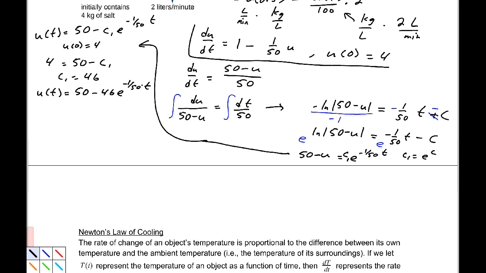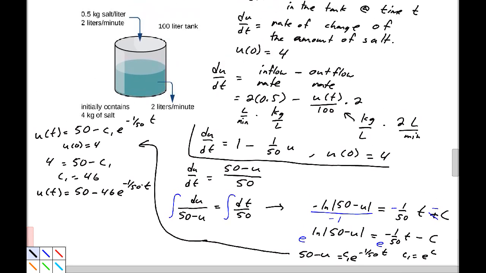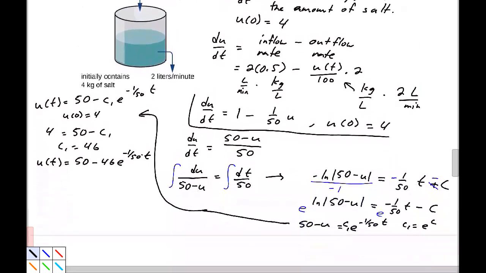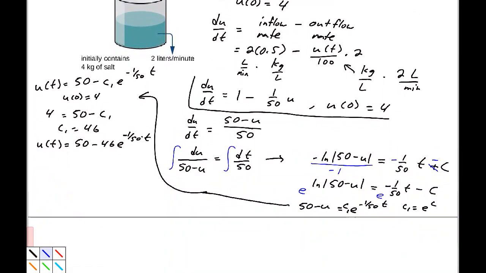Now the question of what is the long-term behavior, that's the other part of this, find the limiting amount in the tank. Well, if we applied a limit, and let's make this the limit as t goes to infinity of u of t, make that the limit of 50 minus 46 e to the negative 1/50th t. We know that negative exponent, that term is going to 0, so the long-term behavior is going to be 50 pounds. That is the limiting amount.